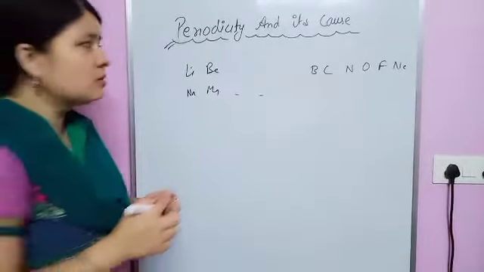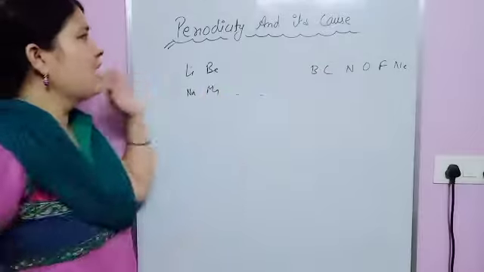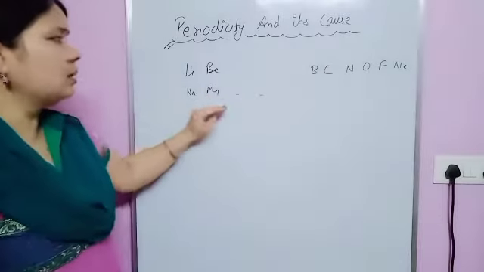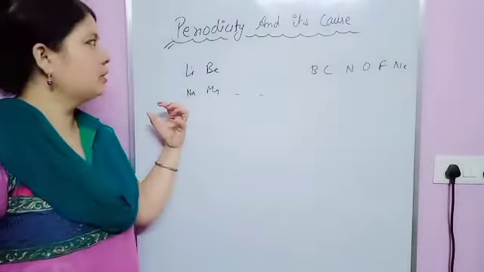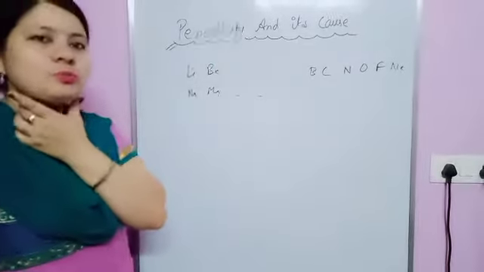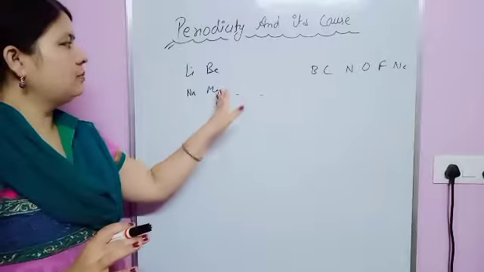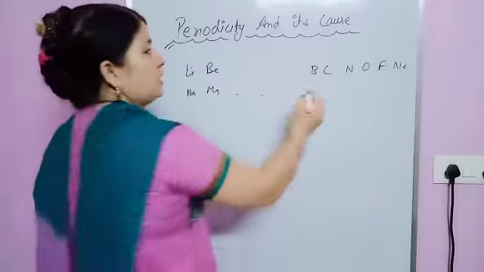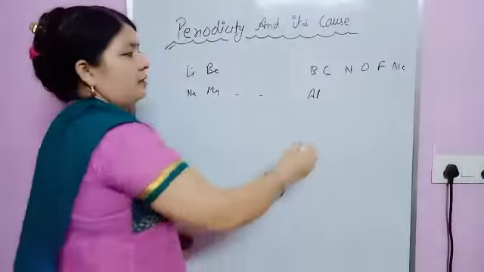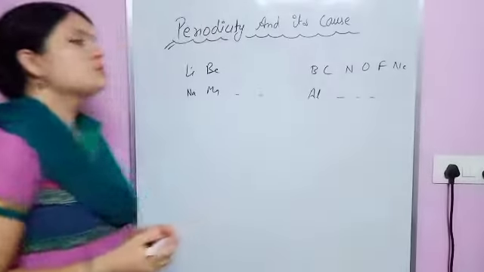So after a regular interval of time, just see, there is a reoccurrence of similar properties, and that is known as periodicity. Lithium and sodium have the same property, beryllium and magnesium have the same property. They have similar properties. So that is known as periodicity.